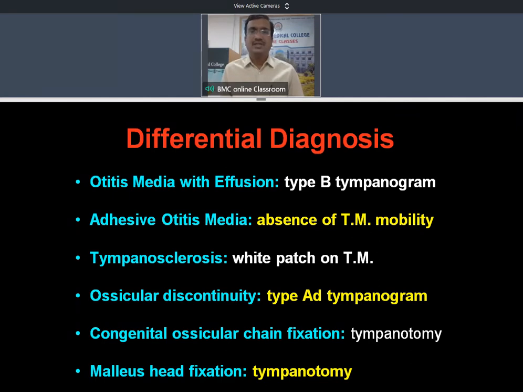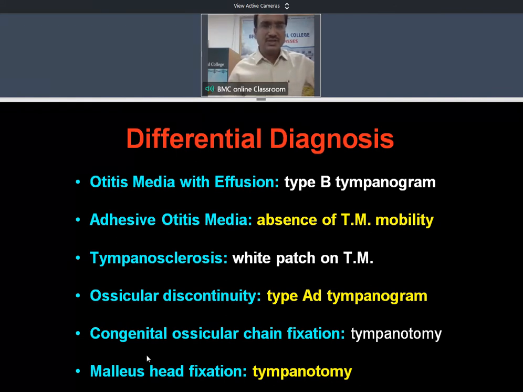In case of CSOM also we'll see conductive hearing loss, but if you do the otoscopy, then you can see the clear perforation in the tympanic membrane. But these conditions will show an intact tympanic membrane, but conductive type of hearing loss. So number one is otitis media with effusion.